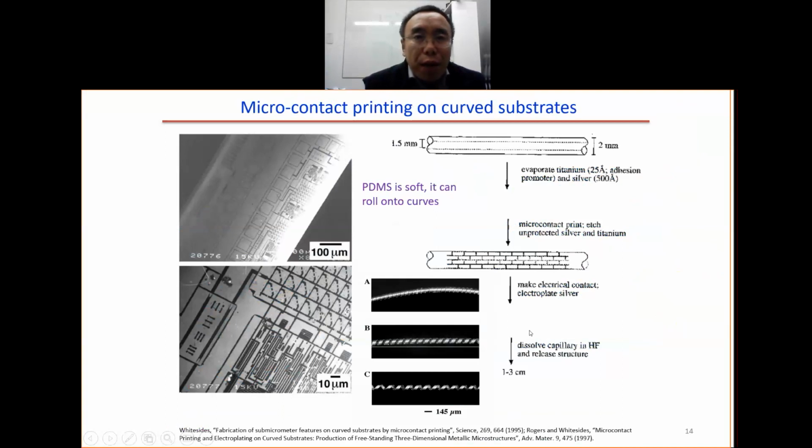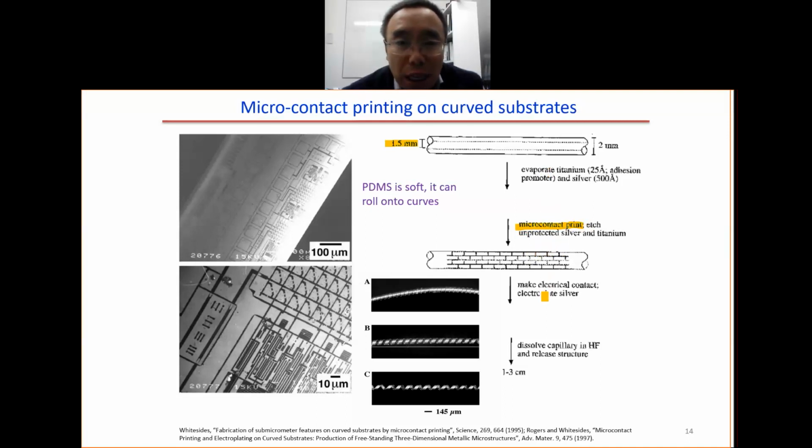Because the PDMS is soft, we can also do this on a curved surface. In this case, we have 1.5 millimeter glass. This is the glass tube. First, you evaporate titanium and silver. Then you do the macro contact printing. So you have the ink, go to the titanium and silver.